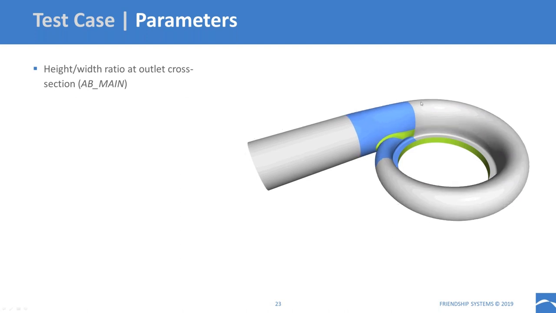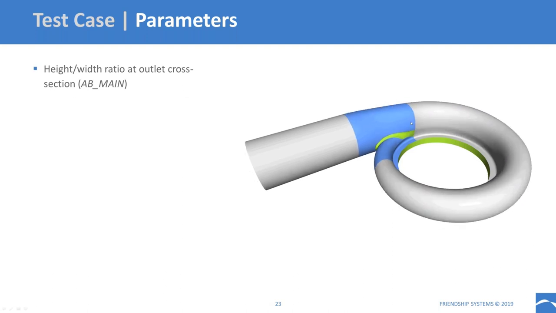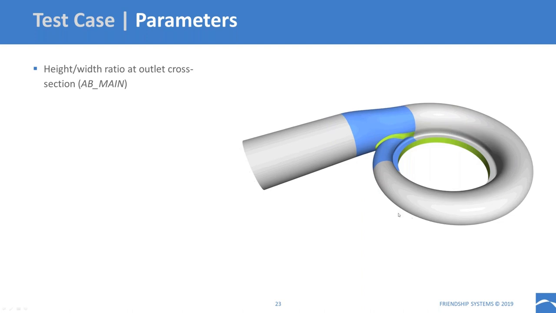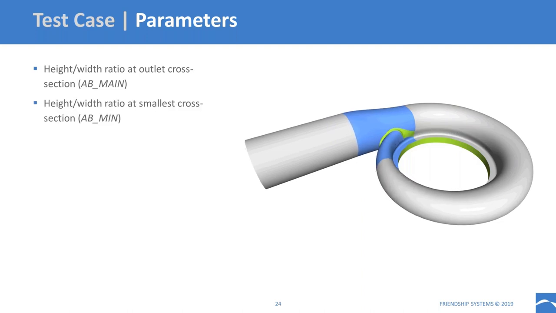The parameter is called AB main. So you can see in the animation here what happens to the geometry when we're changing the value of this parameter. Of course, this has the most influence here on the scroll shape. Then we have the height-width ratio at the smallest cross-section of the volute. So you can see here the changes to the geometry.